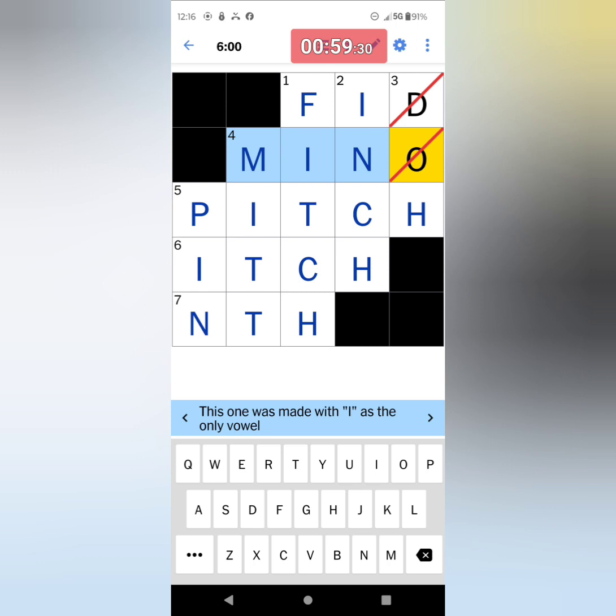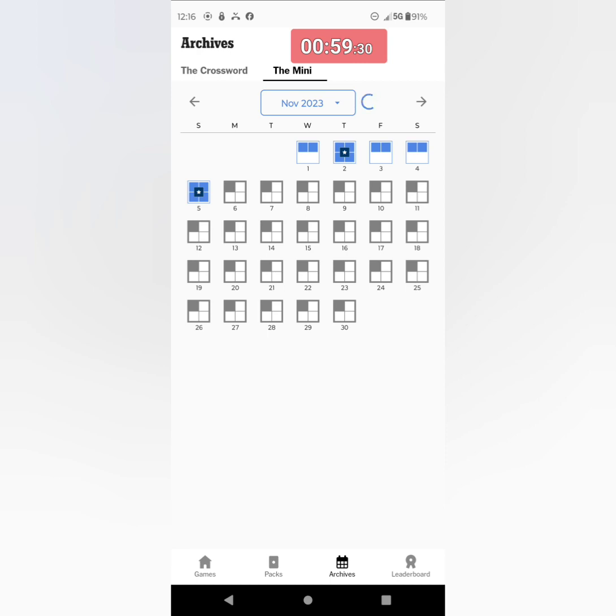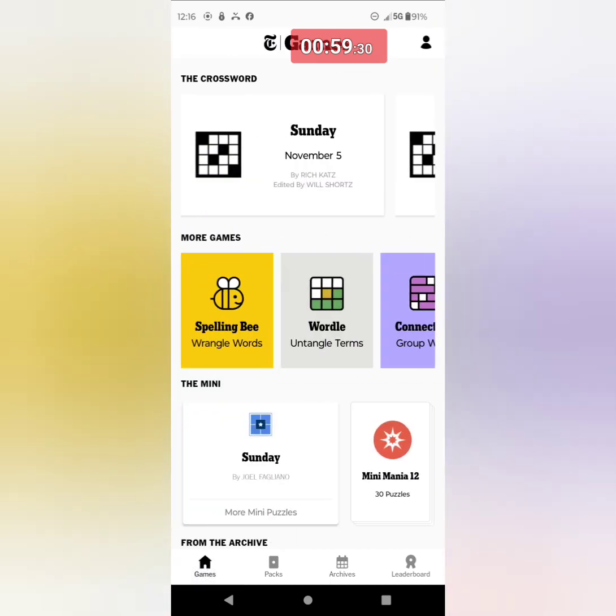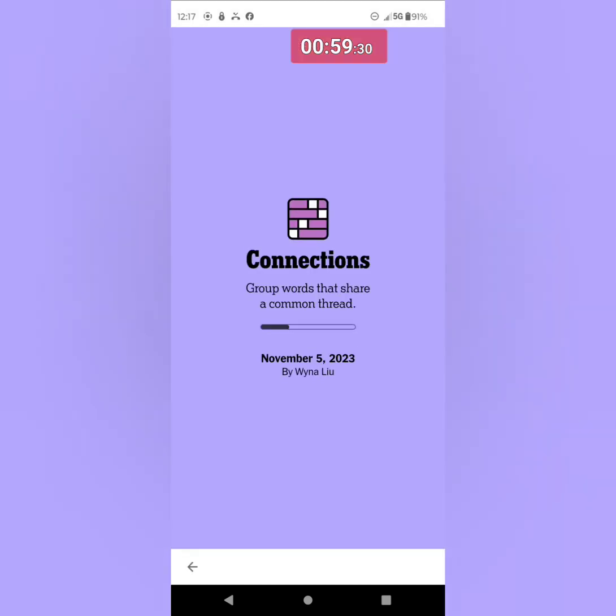Mint. Nope. Okay, we'll have to come back to this one again. Shouldn't be pushing my luck now. So let's see, I got the mini, I got Wordle, I got Quordle, and that leaves connections.